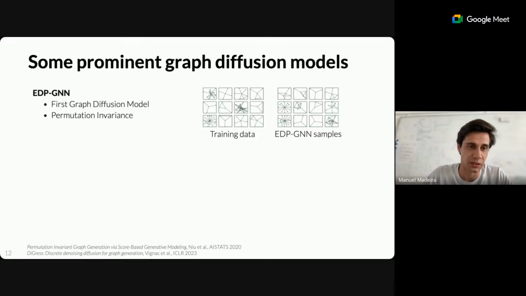So to give some examples, we had initially the EDP-GNN diffusion model, which was based on the initial diffusion model framework that I just presented before, and it consists of progressively adding Gaussian noise, but still under a permutation invariance formulation. And you can see from these examples that they are already able to capture much more diverse graphs than the Erdős-Rényi models or the Barabási-Albert models.